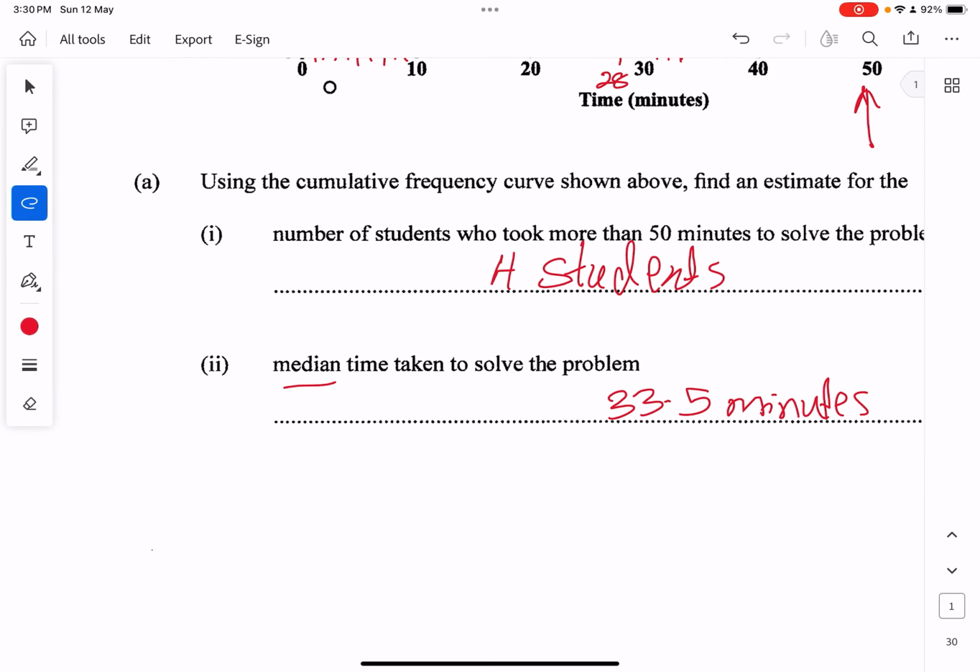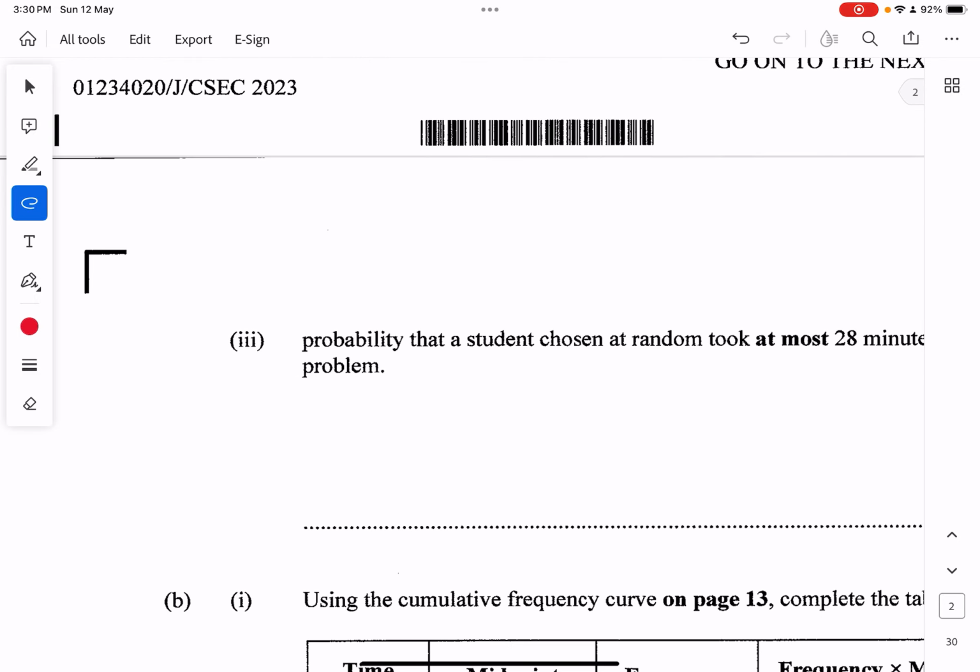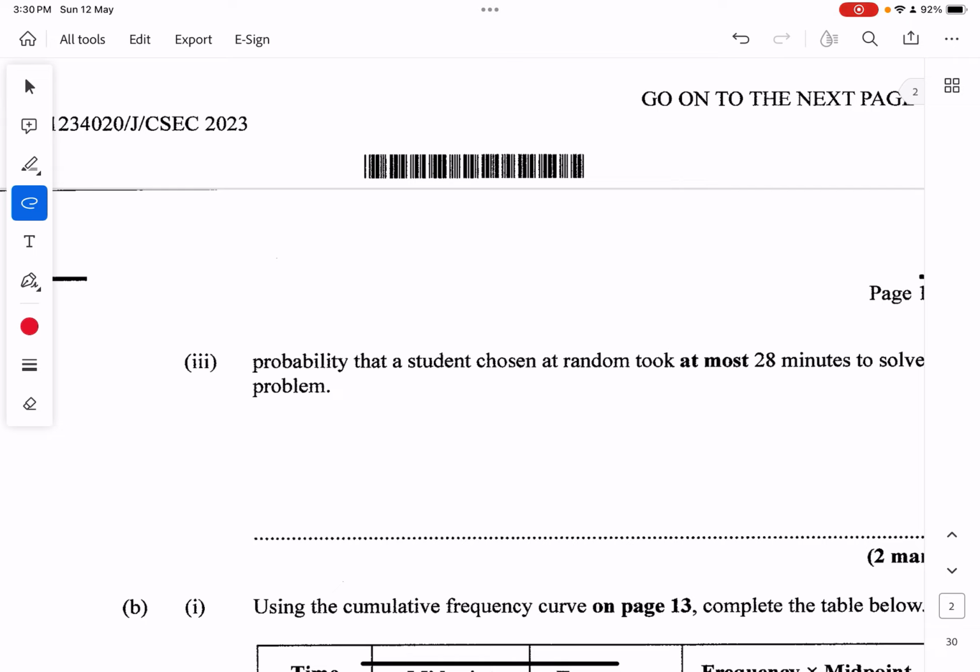64 out of our 200, right? So the probability that a student chosen at random took at most 28 minutes to solve the problem would be 64.